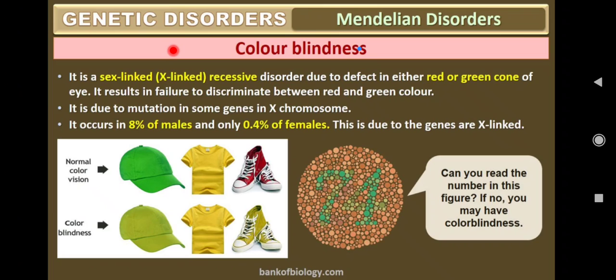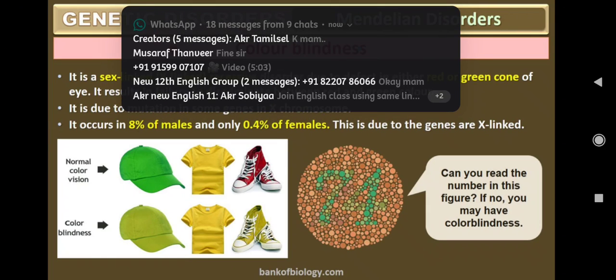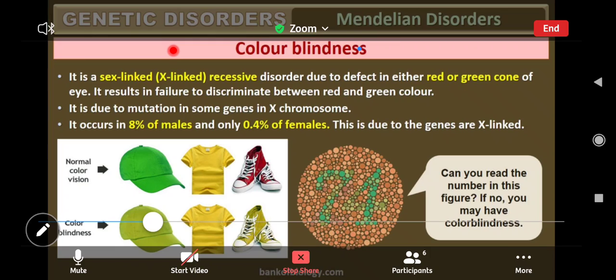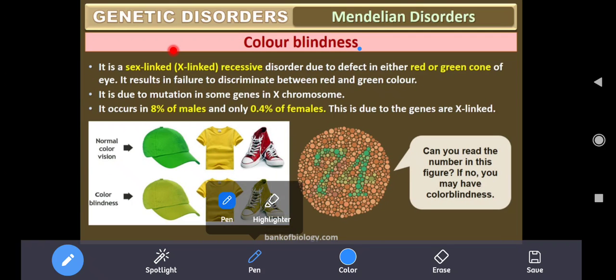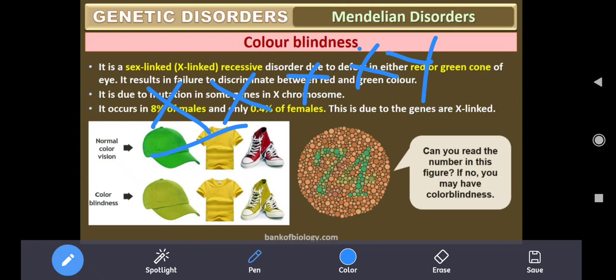It occurs in about 8 percent of males, but only 0.4 percent of females, because we already know that it is X-linked. Let us take X and X as a normal female, and X and Y as a normal male. Suppose one X carries color blindness, then she will be a carrier. If this X combines with this Y, X C Y, definitely he will be affected.